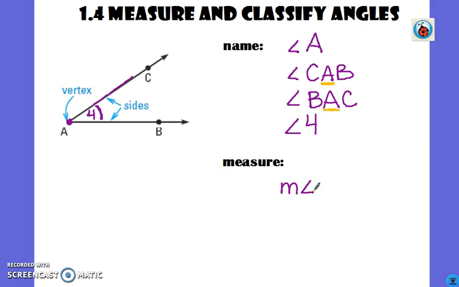And we put a little m in front to say that, hey, we're about to talk about degrees. And so I'll grab a protractor, I'll measure that angle, and let's say the measure of angle A comes out to be 37 degrees. I would say the measure of angle A equals 37 degrees. So that's how you would write it once you actually have a measurement.